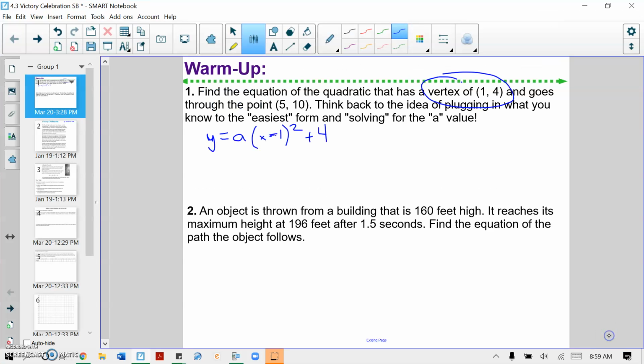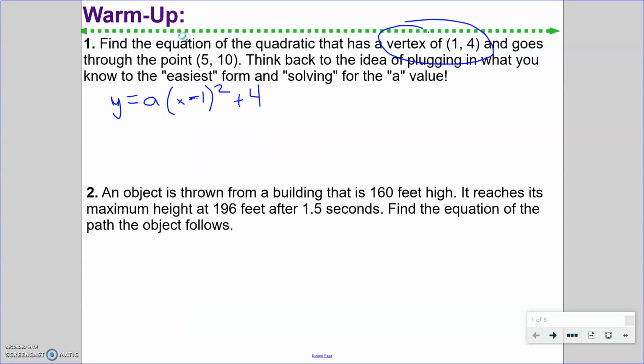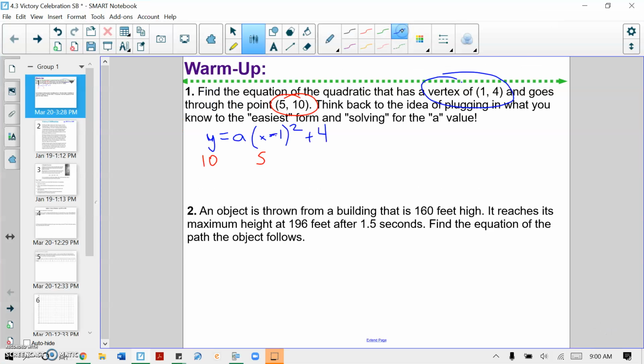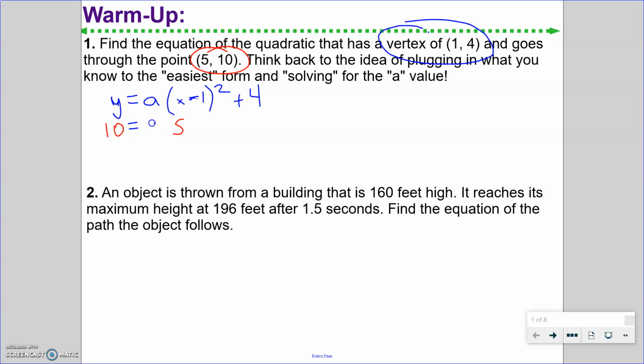The next thing we have is a point that we can plug in, this (5, 10), where 5 is my x value and 10 is my y value. So I can actually plug that into my equation and use it to figure out what a is. This was something we did before we left for extended break. So hopefully it rings a little bit of a bell.